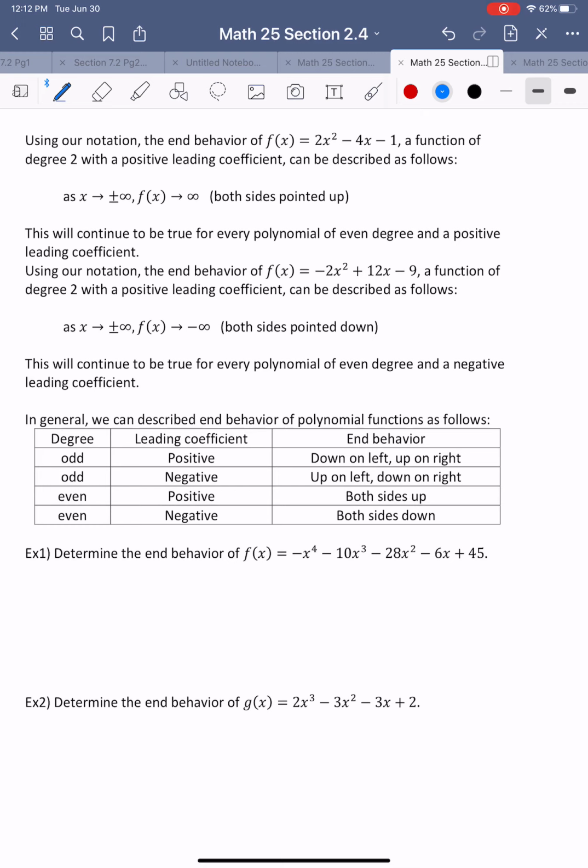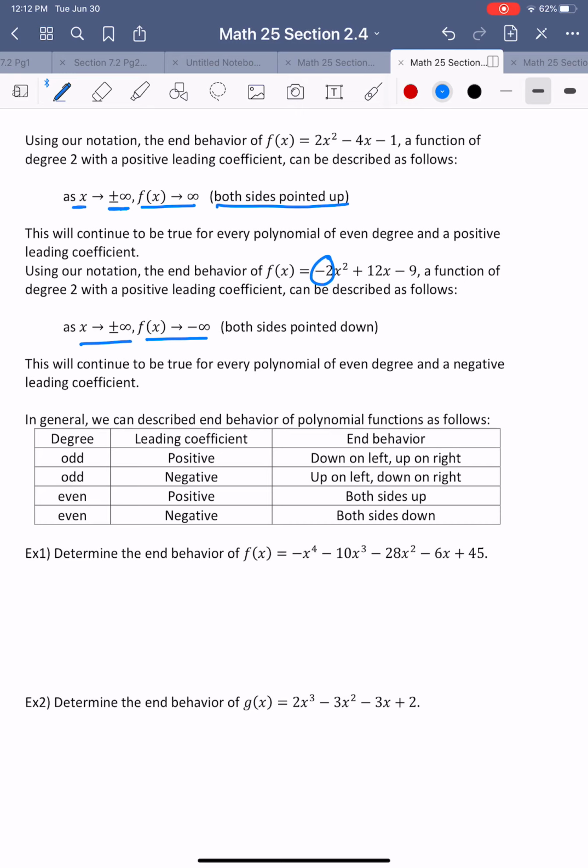Using our notation, the end behavior of f of x equals 2x squared minus 4x minus 1, a function of degree 2 with a positive leading coefficient: as x goes to positive or negative infinity, f of x always goes to positive infinity. So both sides go up. When you have a negative 2 as the leading coefficient, when x goes to positive or negative infinity, f of x always goes to negative infinity. This continues to be true for every polynomial with even degree and negative leading coefficient.